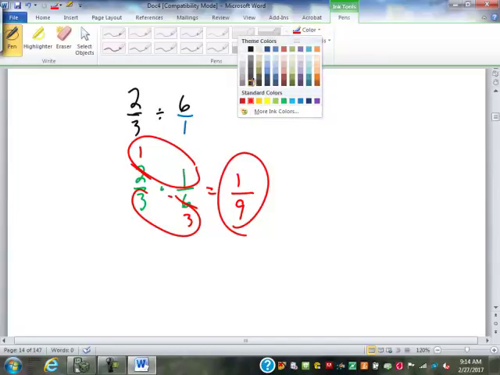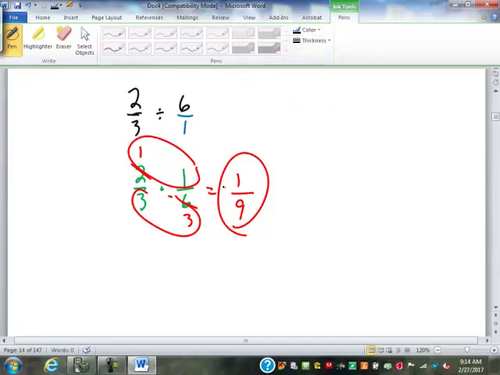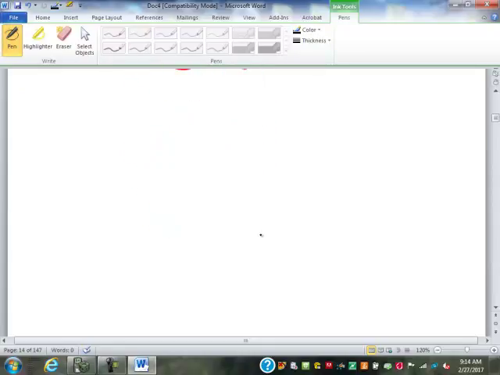Okay. Now we talked briefly last week about least common multiples.